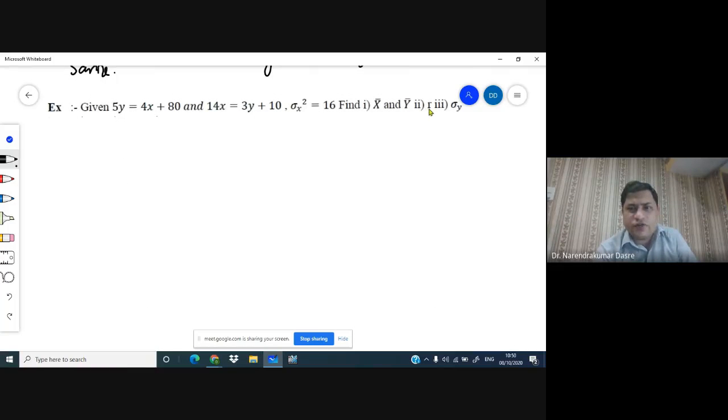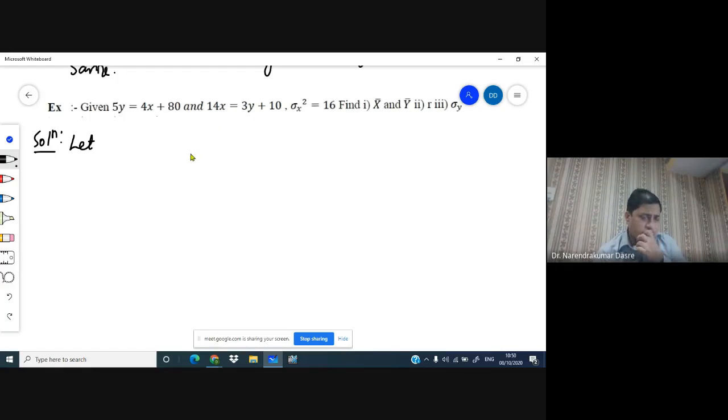So first I'll try to find out R, then I'll find out this, and then this, and the last. Okay, so there is no fixed order. You can do it in any order, but this is the easiest way: finding R, then sigma y square, and then x bar, y bar. Okay, so we go with the solution. What I assume is that this is the line of regression of y on x, and this is the line of regression of x on y.